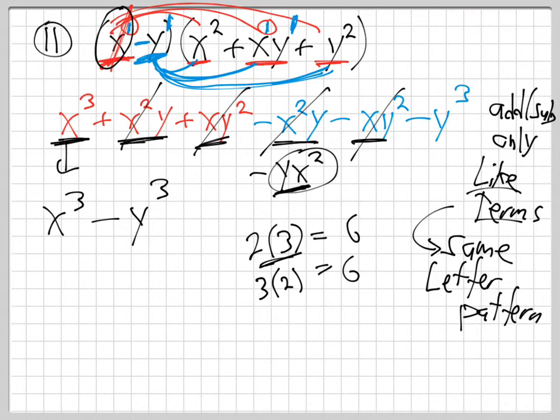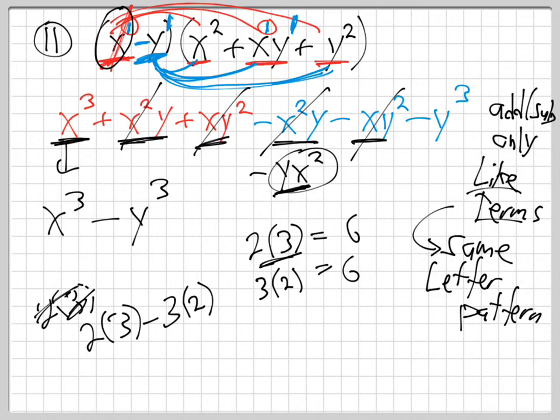So just like if somebody said, yeah, I had 2 times 3, and I tried to subtract 3 times 2. Yeah, 0. Right? Even though the order's different, they are the same, aren't they? So it's fine. You can write now.